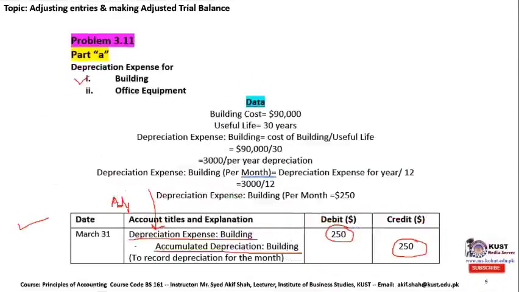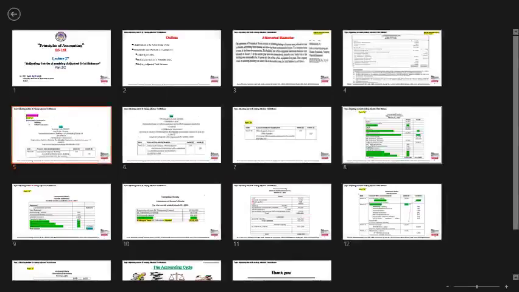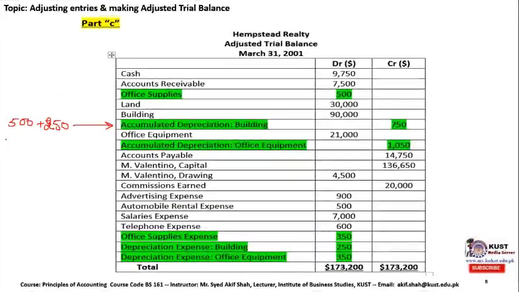So here we have accumulated depreciation building, which is having $250 in the credit column. So therefore the credit and credit will add up. So 500 plus 250, our balance against the accumulated depreciation building is now $750.